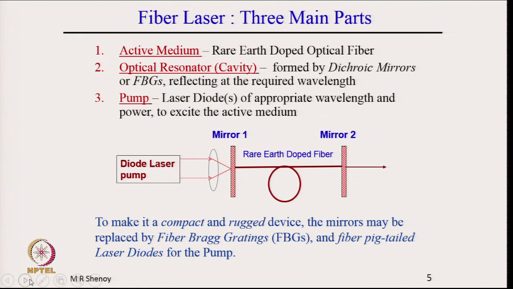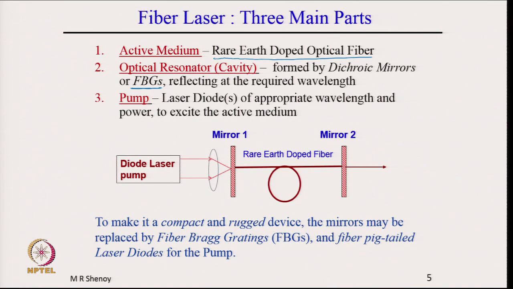Okay, let us come back to the fiber laser. The three main parts of any laser system are the active medium, optical resonator and pump. In the case of a fiber laser, the rare earth doped optical fiber forms the active medium. The optical resonator is formed by dichroic mirrors or fiber Bragg gratings, which we will discuss, reflecting at the required wavelength, and the pumps are usually laser diodes of appropriate wavelength and power to excite the active medium.